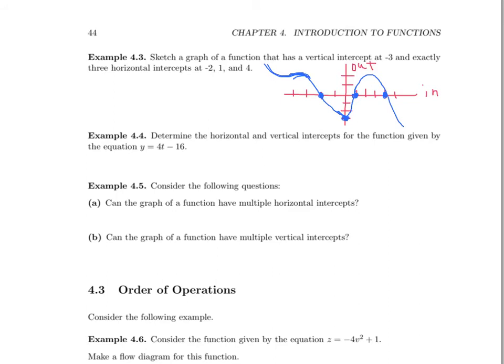So if I take a number and I put it into this function, I'm putting it in the location where t is. The first thing that will happen to that number is it gets multiplied by 4. The second thing that happens is 16 gets subtracted, and then the result or the output is given by the letter y.